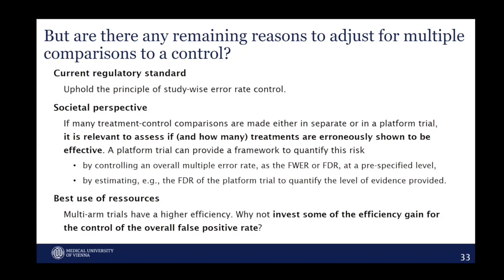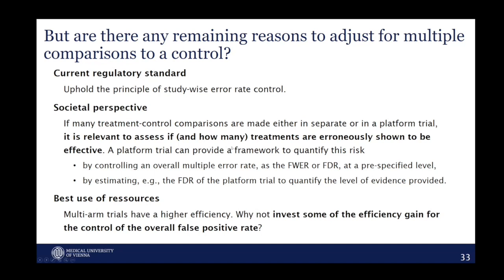Another argument is a societal perspective. If many treatments are tested in an indication, regardless of whether in separate trials or jointly in platform trials, we should be concerned about the overall operating characteristics, and it's relevant to assess if treatments are erroneously declared effective, and if so, how many. Platform trials can provide a framework to quantify the risk of false positives. And we can think of different strategies, controlling the family-wise error rate at a possibly relaxed level, or considering other error rates, such as the false discovery rate.